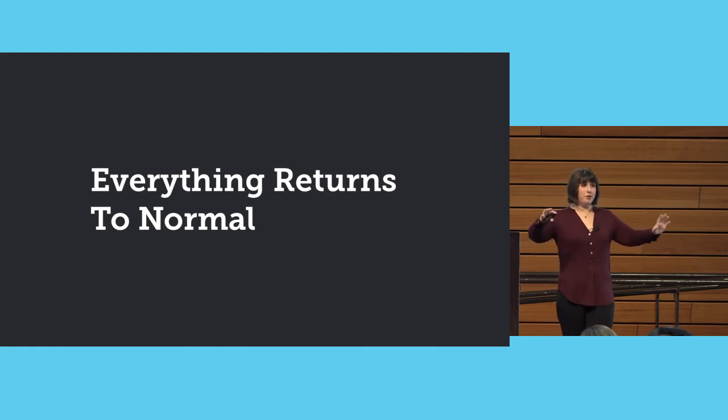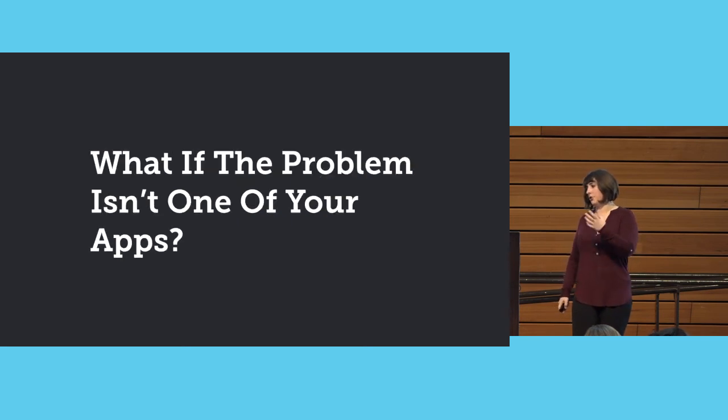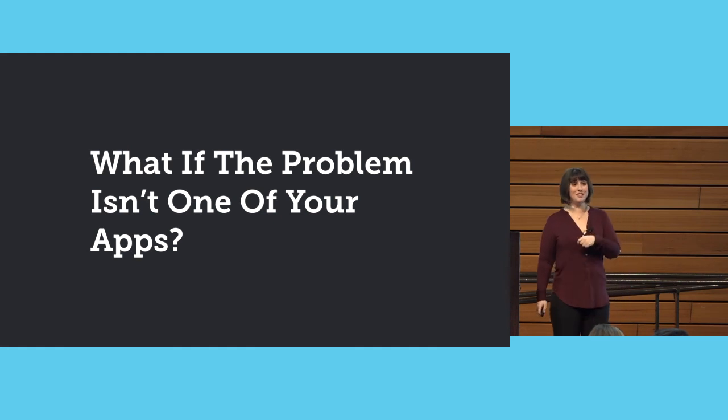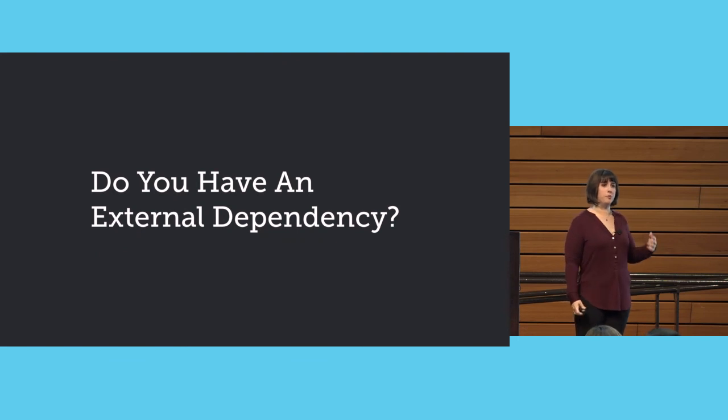And then hopefully everything returns to normal. You've deployed your fix, you've ramped up traffic, your circuits are closed, everything's happy. But what if in the course of this, you figured out that your service, one of your applications, is not actually the problem? This is a big system, but there are also things that happen outside of your system under your control. So how do you know if you have an external dependency?